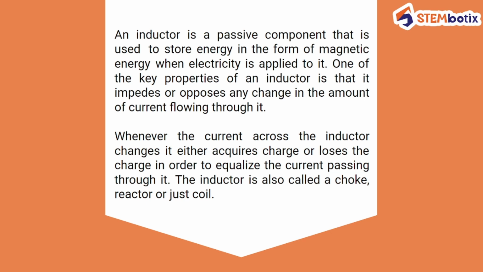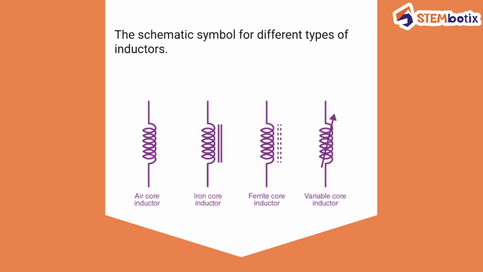Whenever the current across the inductor changes, it either gains or loses charge in order to equalize the current passing through it. The inductor is also called a choke, reactor, or just a coil. So this is how the inductor is represented schematically, whereas the two vertical lines are used for a capacitor, while this kind of coil symbol is used for the schematic of an inductor.